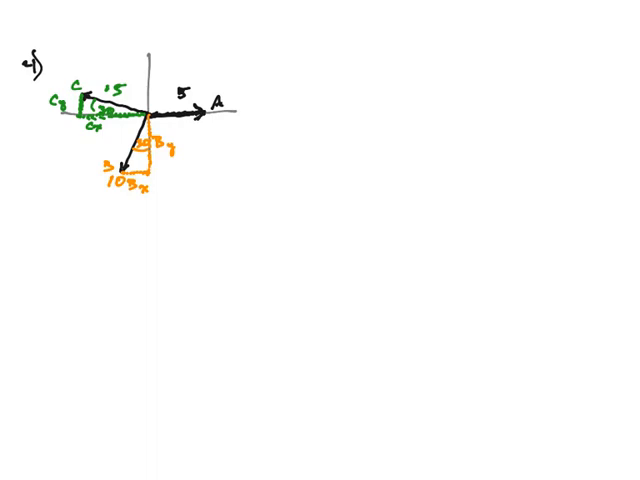Once that's clear, I start doing my components. So let's look at A first. I need an AX and I need an AY. All right, so vector A is a vector of 5 meters due east, which means all of vector A is in the x direction. So the x component is 5. And the y component must be 0 because none of vector A points upwards or downwards.